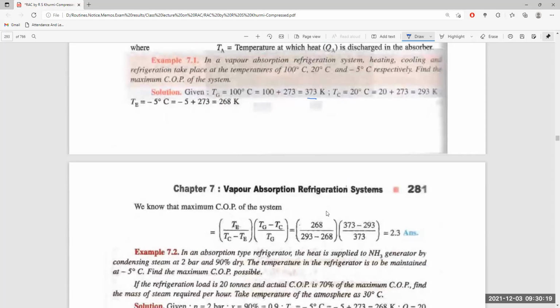Put the values of the evaporator, condenser and generator temperatures respectively, and we will get the maximum COP of the system as 2.3. Answer.